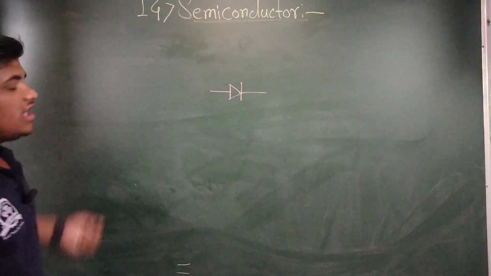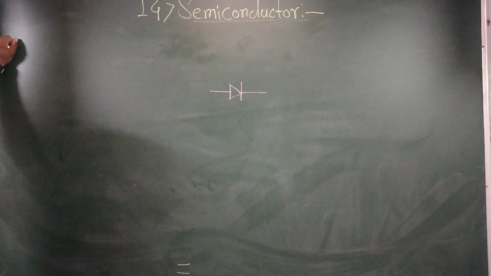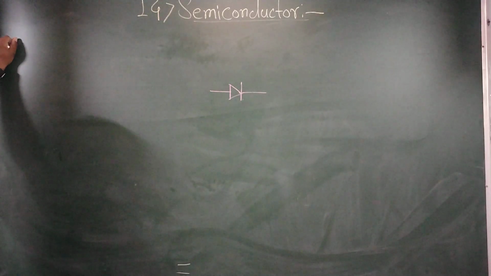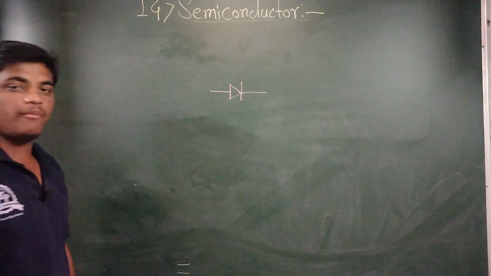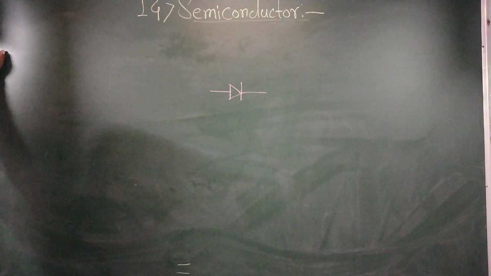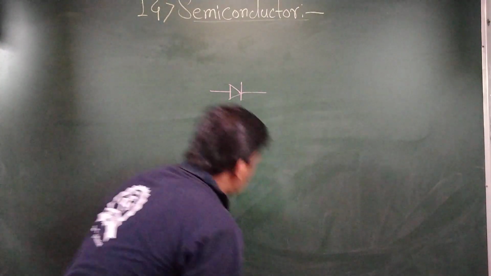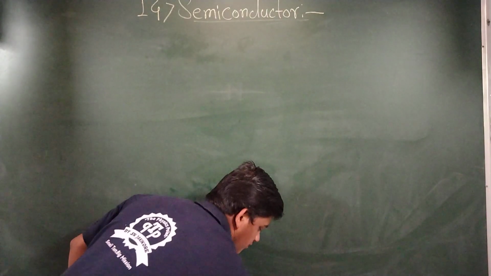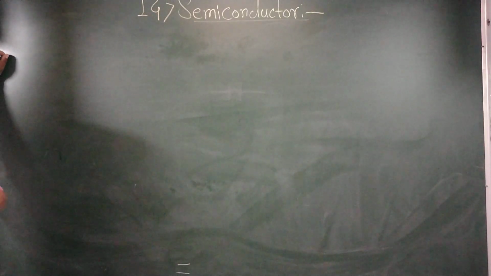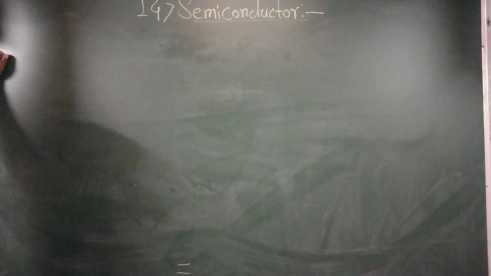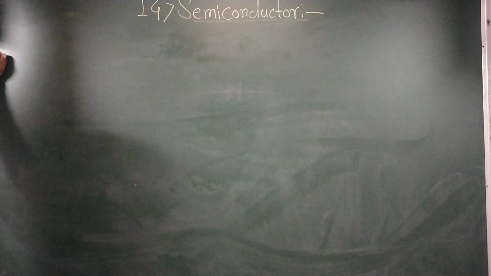A PN junction diode has two electrodes, one is an anode and the other is a cathode. The anode works as the positive terminal and the cathode is the negative terminal. In this lecture we are discussing the biasing of PN junction diodes.